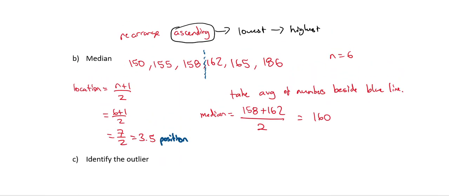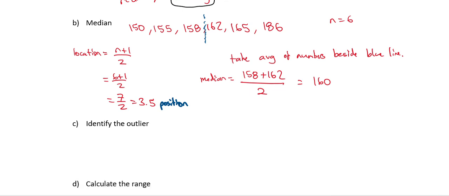Identify the outlier. So just look at your list. An outlier is pretty much something out of left field, just to summarize it. Out of left field.